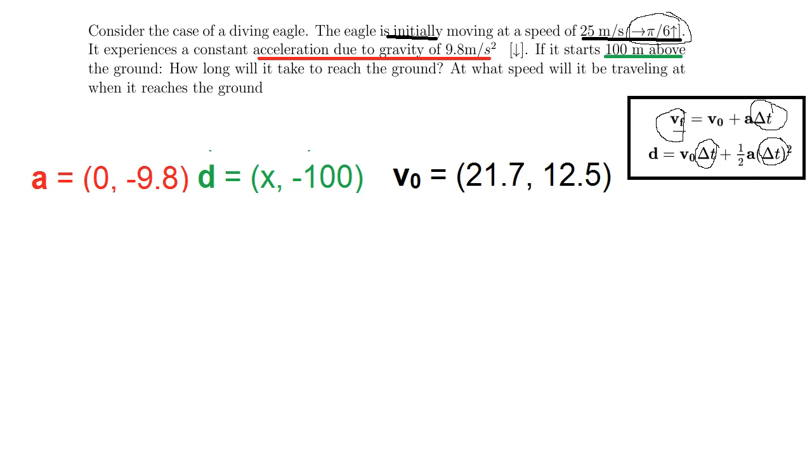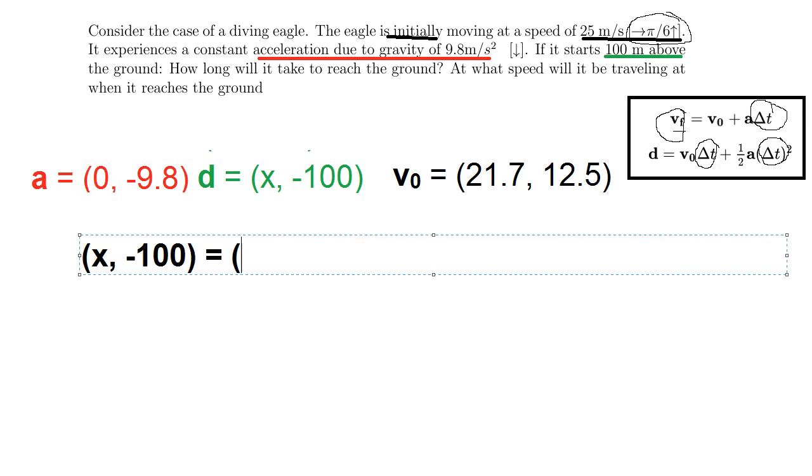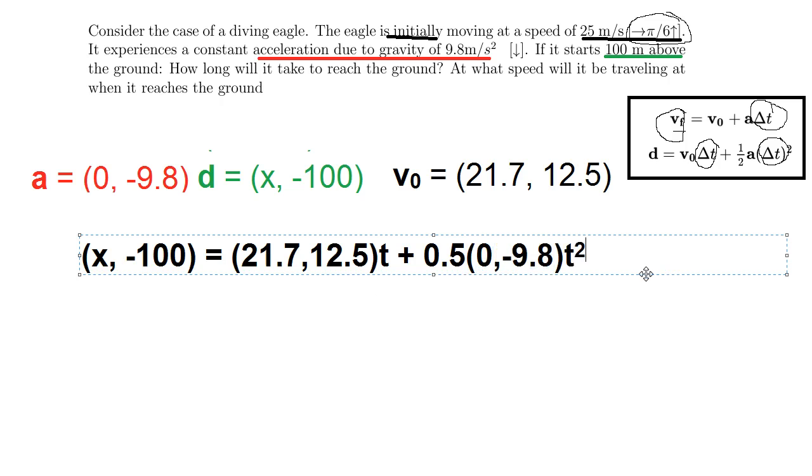So what I'm going to do here is take this equation and write it out. Now, I write things out with full vectors. You don't have to. But basically, for my displacement, I have x, negative 100. This is equal to the initial velocity, which is 21.7, 12.5, multiplied by the change in time. I'm just going to use t here, plus 1/2, or 0.5, multiplied by the acceleration, times t squared. So this gives me an equation with which I can work.